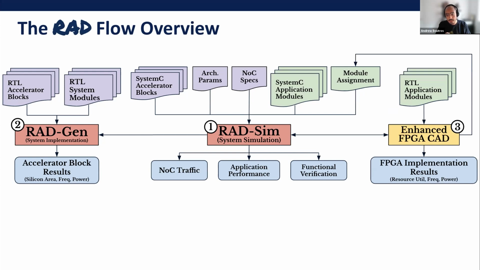And then the third component of the flow is an interesting interaction between RAD-Sim and the normal FPGA CAD that we know of nowadays, the place and route algorithms. And specifically, this interaction comes out of integrating a NoC in your device. So now the FPGA place and route tools would also need to understand that there's a NoC that exists on your device, and how things would be placed and routed over this NoC.